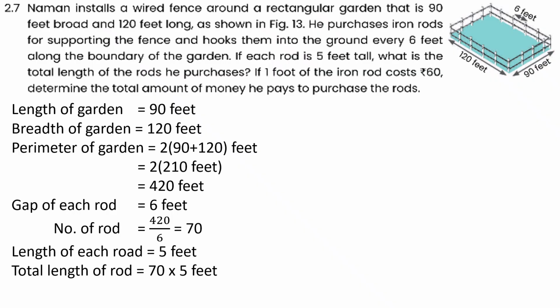Then here the rate is also given, you can see here. 1 foot of the iron rod is 60 rupees. Then you have 350 feet. So you will multiply it by 60 and get 21,000. Okay.